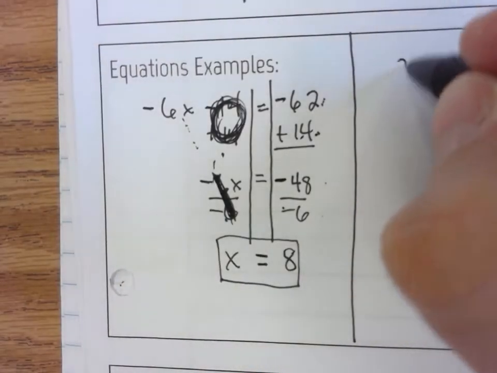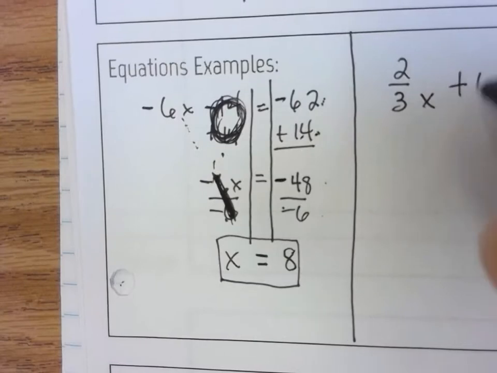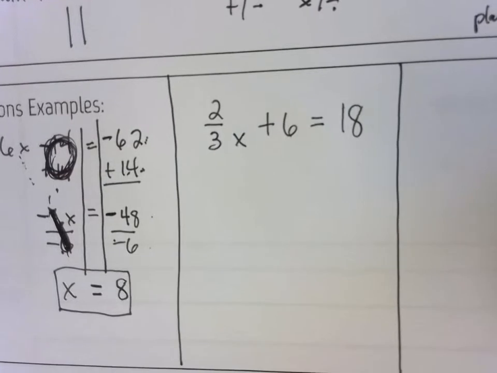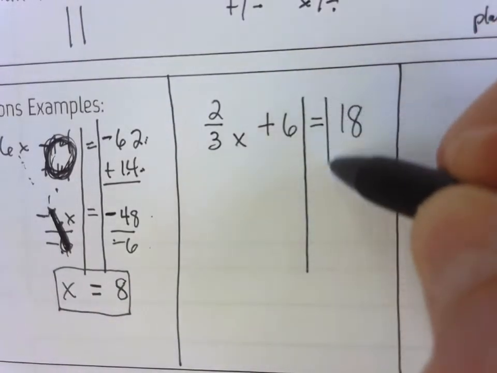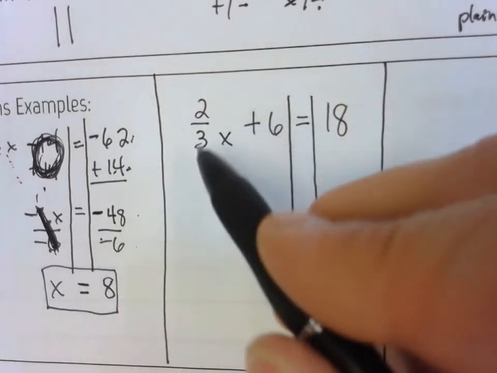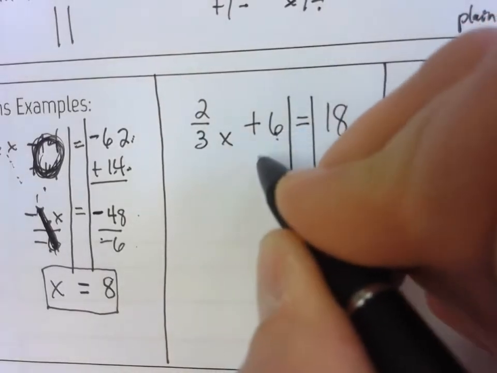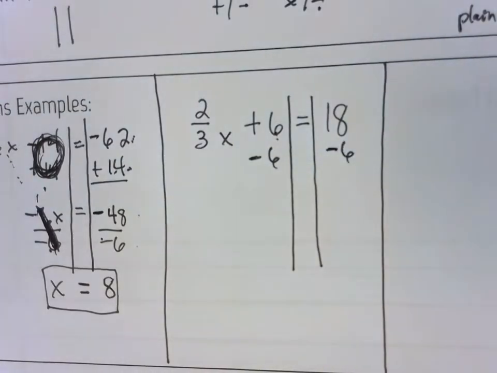2/3 x plus 6 equals 18. I'll scoot that over so you can see it a little bit better. Let's do this one. 2/3 x plus 6 equals 18. All right. So again, let's put our train tracks down. First thing we want to get rid of is the constant, which is that plus 6 right there. The opposite of plus 6, the inverse of that, would be a negative 6. So we're going to do minus 6 on both sides.